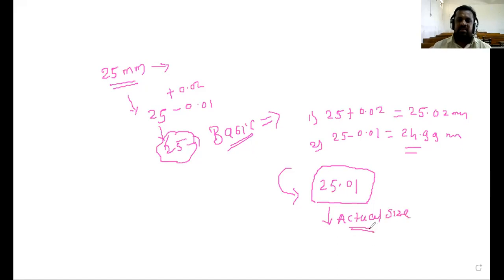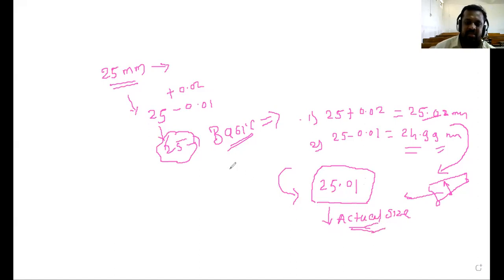So understood? Yes, sir. After production, we have told them that the maximum limit can go up to 25.02, the minimum can come to 24.99, and anything in between is acceptable. During the production we have manufactured this shaft, and now I have measured its dimension. It will show you this dimension. After the production, whatever dimension is there is called the actual size.